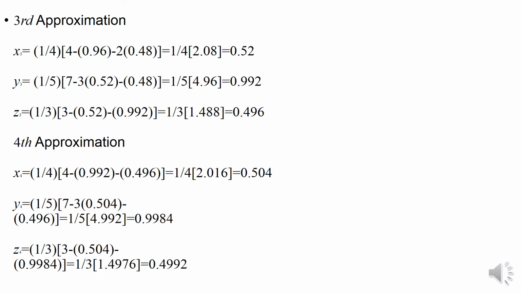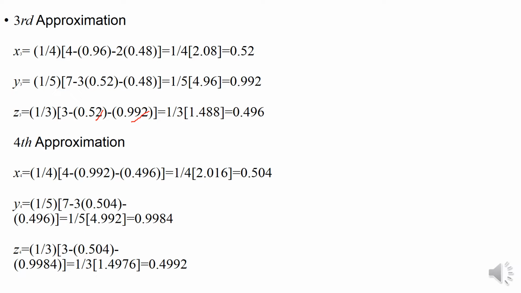Now we do the third approximation. Now you know how to do the calculation, as in first, x3 is equal to 1 by 4 (4 minus y2 minus 2z2), and we get the result. Similarly, as soon as we calculate x3, we will be using it in the next iteration, that is y3, and we get the value of y3. As soon as we get y3, we will be using it here, along with x3, to get z3.